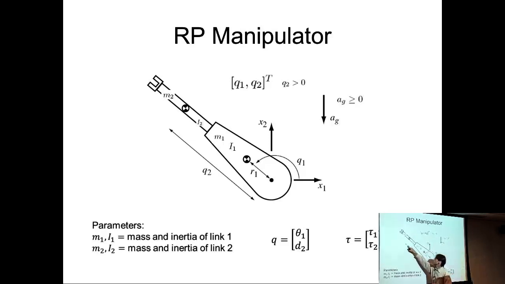Our translational degree of freedom, we're just going to assume that 0 is over here. It's a little bit idealized, but that's okay. If you want, later on, you can have a statement that says Q2 can fall between some minimum distance and some maximum distance. But for this example, let's just say Q2 goes from 0 to infinity.